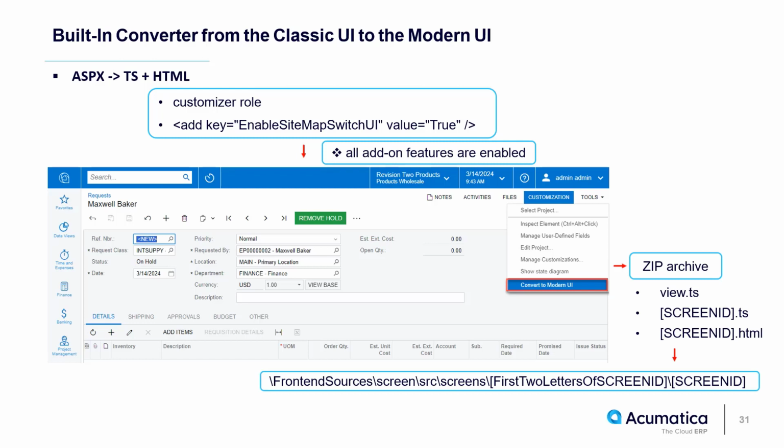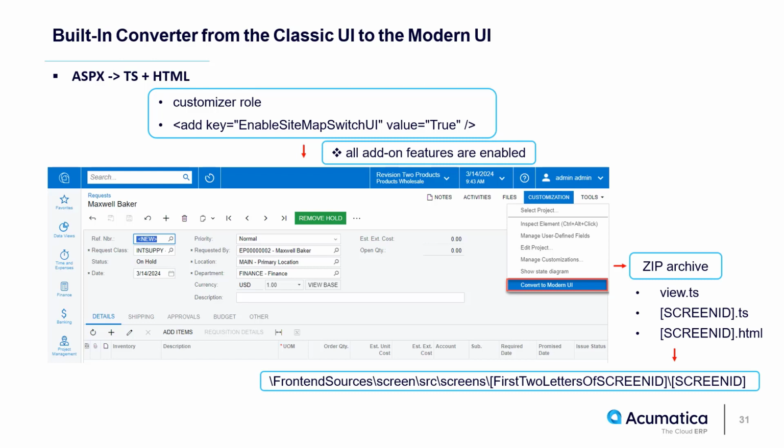Just a note, for that you will need the customizer role, and it is recommended to have all the features that may hide some parts of the screen to be enabled for that site. So when you've clicked the convert to modern UI, Acumatica tries to automatically convert the existing ASPX into TypeScript plus HTML. So from old UI to new UI.